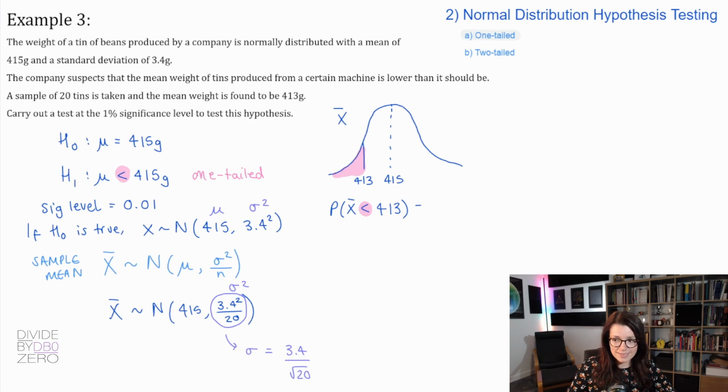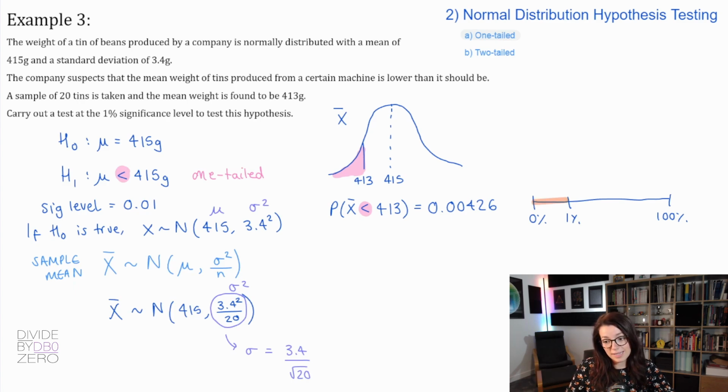Using your calculator to get this, you should get 0.00426. And then we need to decide whether that probability is significant or not. So to do this, I like to draw another type of number line, this time going from 0% to 100%, but 1% on here. And I make a note to say that anything between 0 and 1% would be deemed as significant. I then see where my probability lies, so 0.00426 is quite small, it's less than 1%, which means it's significant.